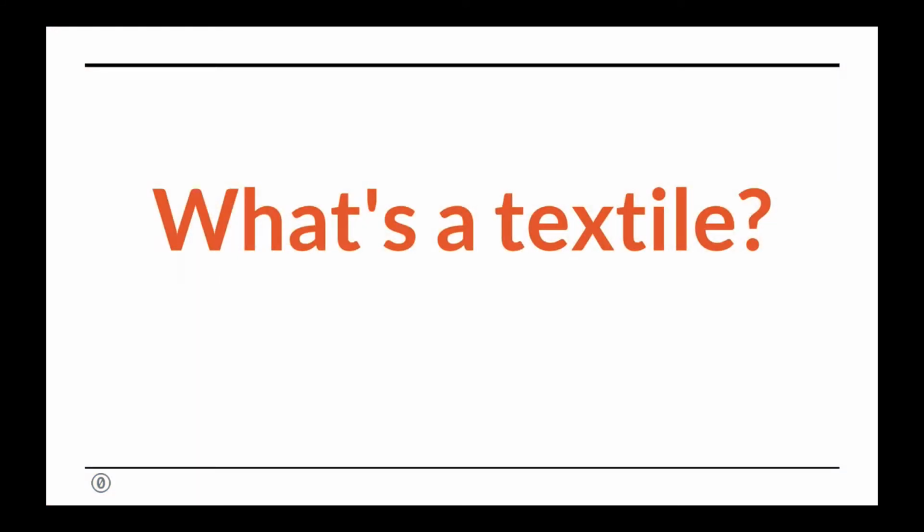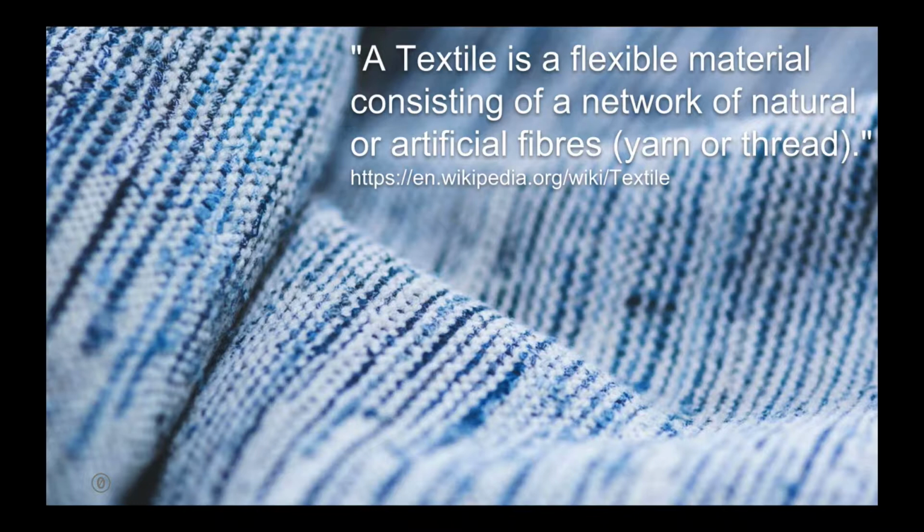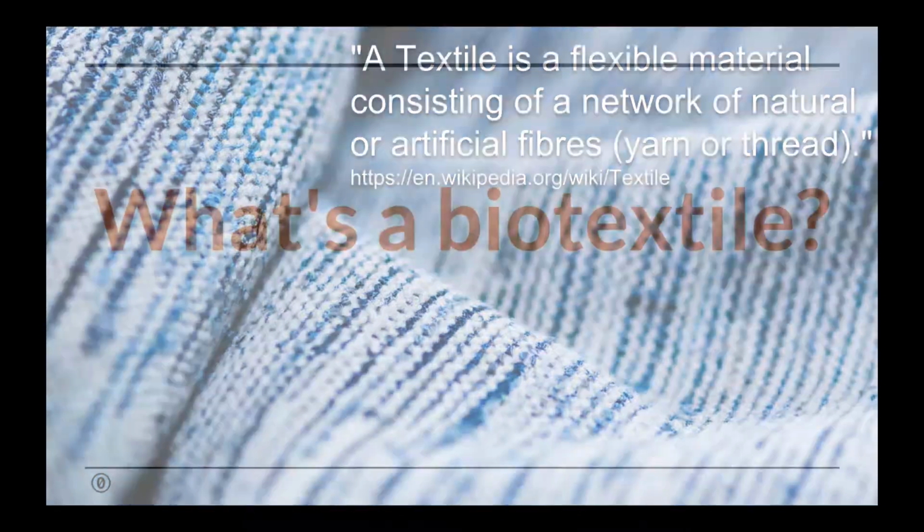All right, textiles versus biotextiles. So what's a textile? According to Wikipedia, a textile is a flexible material consisting of a network of natural or artificial fibers, yarn, or thread. So this is the stuff that we weave. We take fibers from some natural source, or in modern times some artificial source, long, thin fibers, and we manually weave them together to make fabric and cloth.